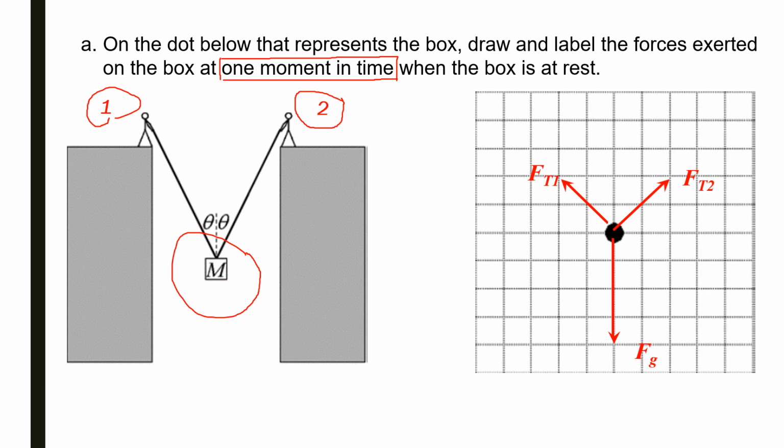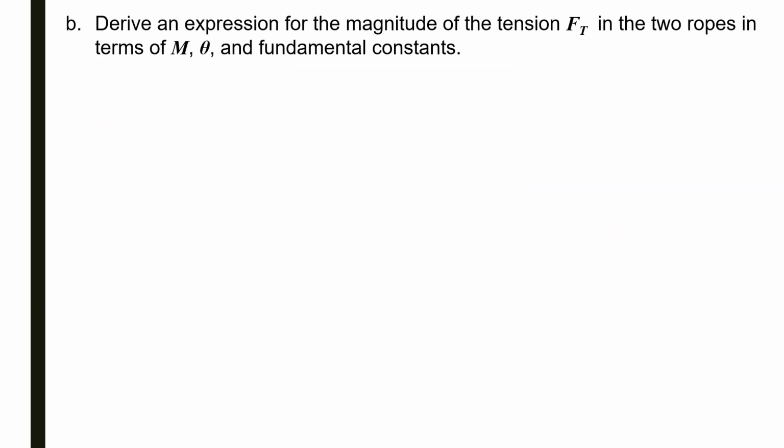So now let's move to the next question that is being asked in this scenario. Question letter B: derive an expression for the magnitude of the tension Ft in the two ropes in terms of m, theta, and some fundamental constant. Fundamental constants may include g, uppercase G, and all of those constants that exist because of certain conditions. In this case, we only need the constant g, which is acceleration due to gravity.